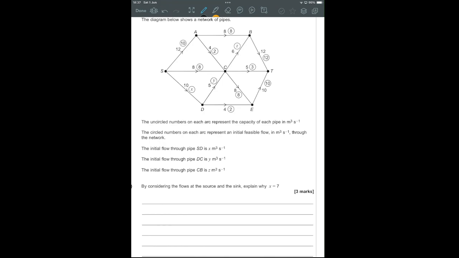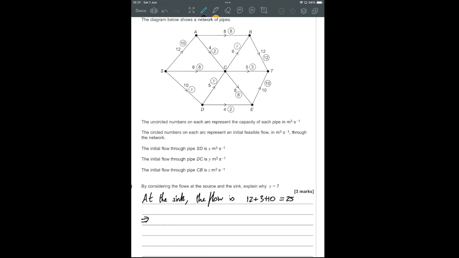Okay, explain why. So, let's look at the sink first. At the sink, the flow is 12 plus 3 plus 10. So that's those 3 circle numbers there. Oops, let's not undo the work I've actually done. So the flow is 25.